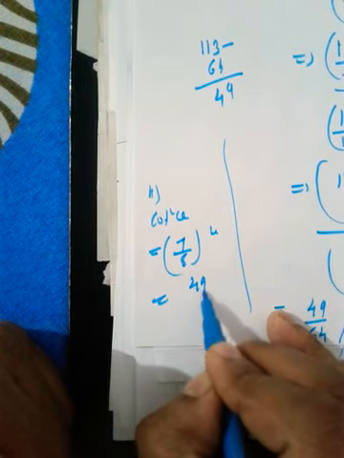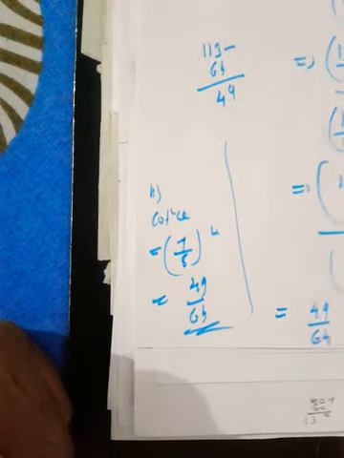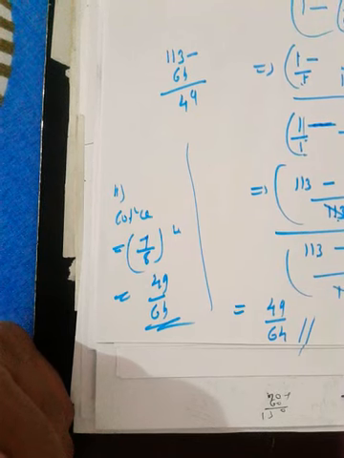What is 7 square? 49. What is 8 square? 64. 49 by 64. And the answer is the same one. So the first sub question is over.